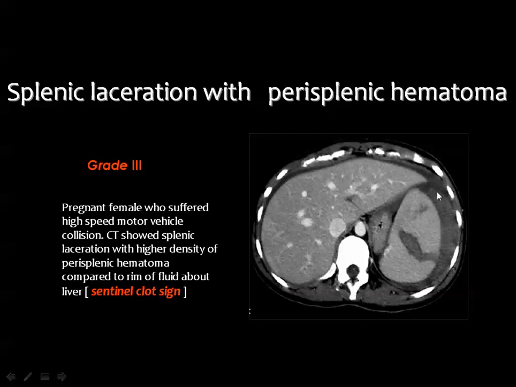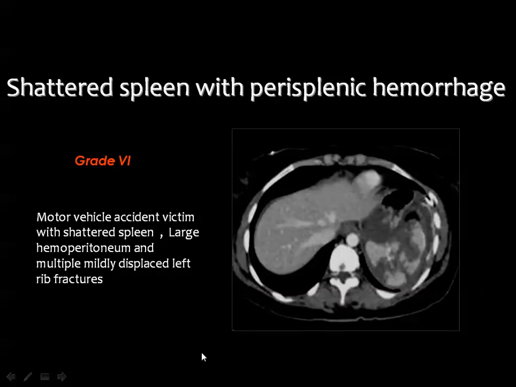And if you see fluid around the spleen and the fluid also around the liver, then the bleeding organ is the organ adjacent to the fluid of relatively hyperdensity. And you can see here, this is the relatively hyperdense hematoma around the spleen, and the relatively hypodense hemorrhage in the peritoneal cavity around the liver.